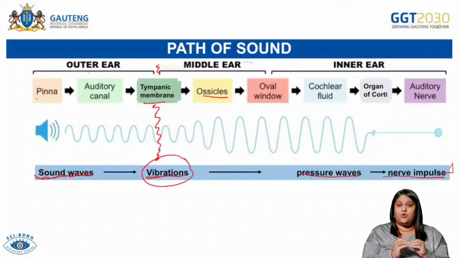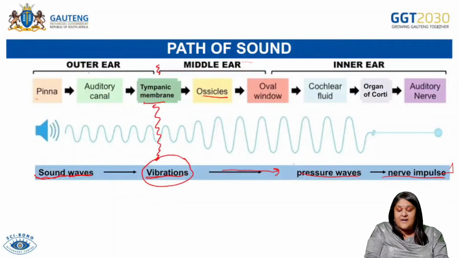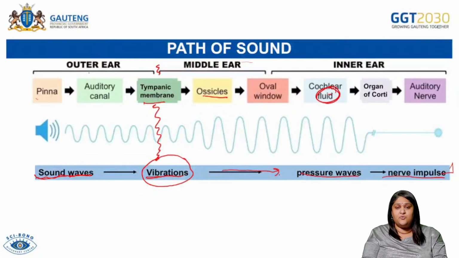That vibration is going to cause the ossicles to vibrate. Okay, so now this is called a vibration all the way as we go through the oval window. Once we leave the oval window and we enter the cochlea, we are now entering a space where there is fluid. So now we don't have a vibration. Do we say that fluid vibrates? No, it is now pressure. Okay, so now we've got pressure waves.